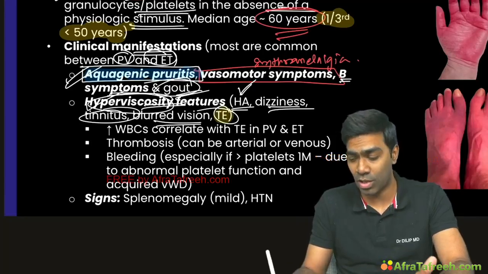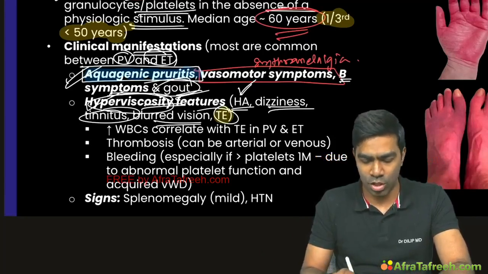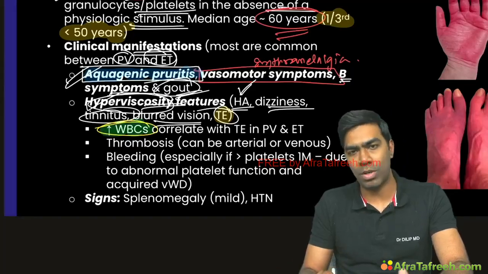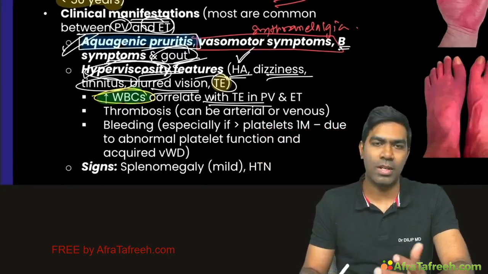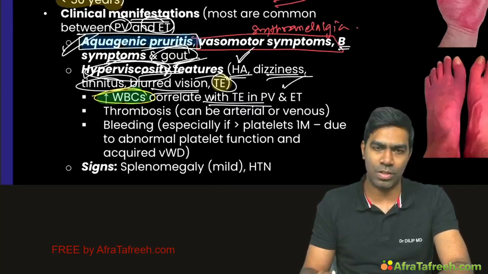But the most important risk factor for thromboembolic manifestation in the setting of polycythemia vera and essential thrombocytosis is increase in the WBCs. It's interesting because people think that increase in the platelets is what is going to correlate with thromboembolic manifestations, but it's not. It's the increase in WBCs that often tends to correlate with thromboembolic manifestations in both polycythemia vera and essential thrombocytosis.